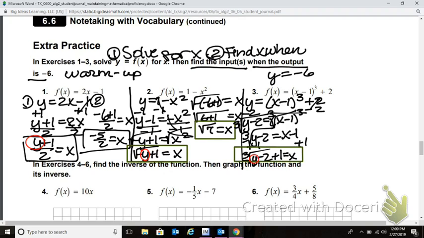Then we substitute -6 for that y value. So that'd be the cube root of -8 plus 1 equals x. Cube root of -8 is -2. -2 times -2 times -2 will give you -8. So you get -1 equals x.